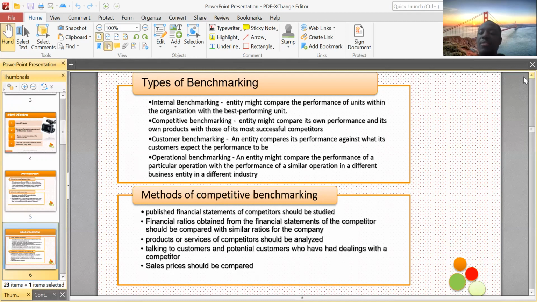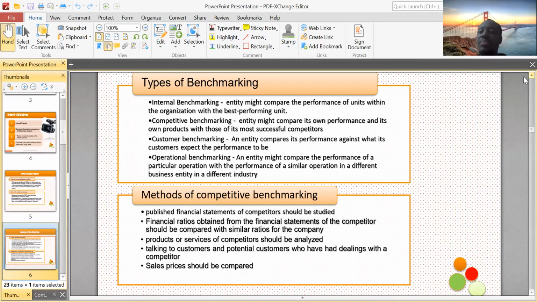They have competitive benchmarking. Anytime you define benchmarking, this is what comes to mind: competitive benchmarking. Because here you are comparing your performance against a successful competitor. Very important. Compare your performance against a successful competitor.